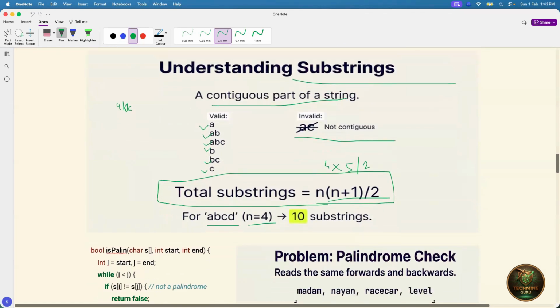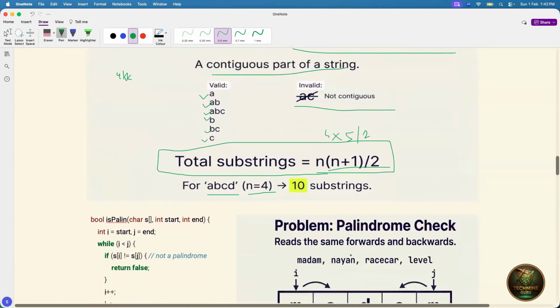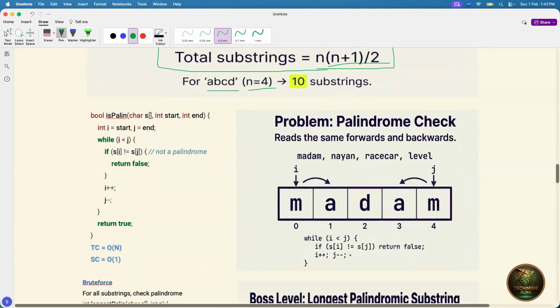Now let's see how we check if a string is palindromic or not. What does the word palindrome mean? Palindrome means that it should read the same forward as well as backward. Suppose madam is a word. If you read from the back side and if you read from the front side, the string will be the same, right?